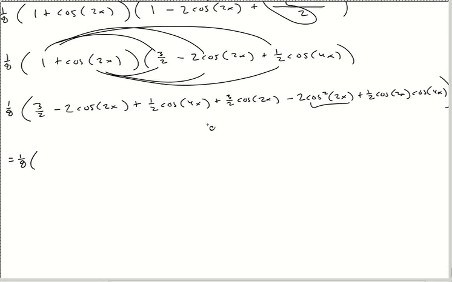I don't think anything else will combine, really. Actually, no, these guys combine. Combine like terms and all that kind of stuff. So here we got 1.5 minus that, so we got basically a negative half cosine of 2x, 1/2 cosine of 4x. I guess we can rewrite that guy here in a second.